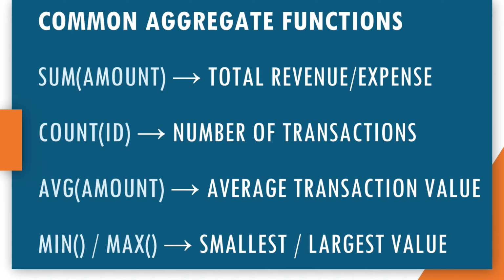The most common mistake beginners make is trying to use SUM inside WHERE. That doesn't work because aggregation happens after filtering. Always remember the order: WHERE, GROUP BY, HAVING, ORDER BY. This is the order in which SQL commands are executed.